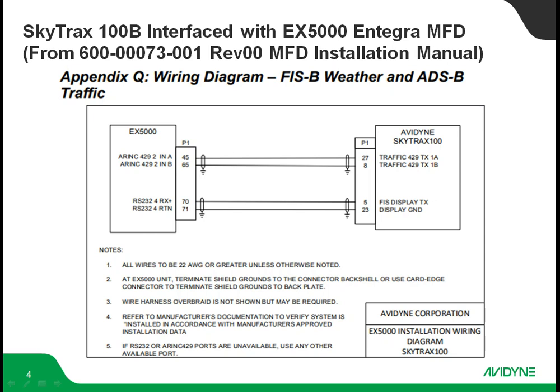We've got ARINC 429 for traffic, and we've got RS-232 for FSB weather. Now, that being said, it should be understood that the EX5000s, EX500s, and EX600s can only do ARINC 429 traffic. What that means to us is that it's going to be legacy TAS symbology, so you're not going to get full ADS-B symbology on these MFDs. Understand that these MFDs are a little older and they're only capable of doing TAS type traffic.